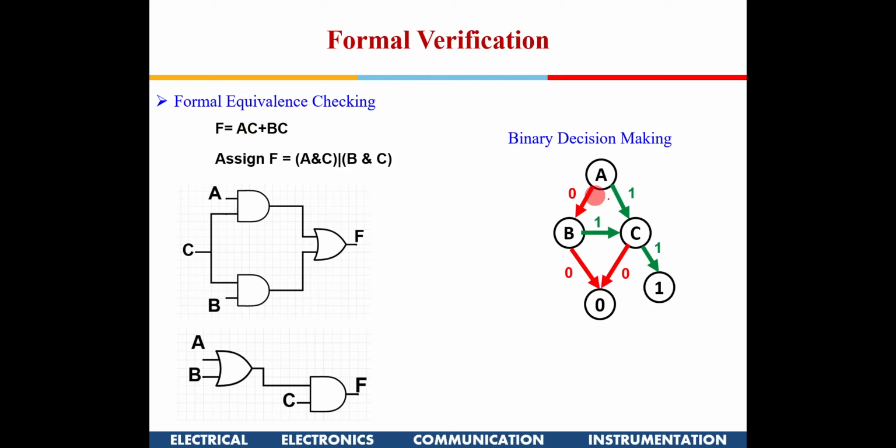It is only bc. Then I go to b, and if b is equal to 0, the output is 0. So I write it as 0. But if b is equal to 1, then it depends on c. So I go to c, and if c is equal to 0, I come back to 0, or if c is equal to 1, the output is 1. So again I take the next combination, a equal to 1.